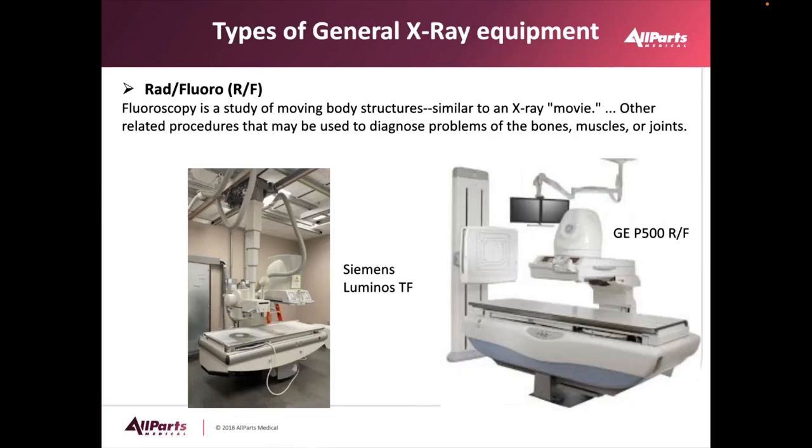R&F or fluoro systems are used to create moving images, such as if you want to look at blood flow through a vessel, or doing what they call an upper or lower GI, where they look at the intestines. This is done again by using this liquid called contrast, which makes whatever it goes through turn dark so that you can see it. But the thing about an R&F room is you can do both rad images and moving fluoro images.